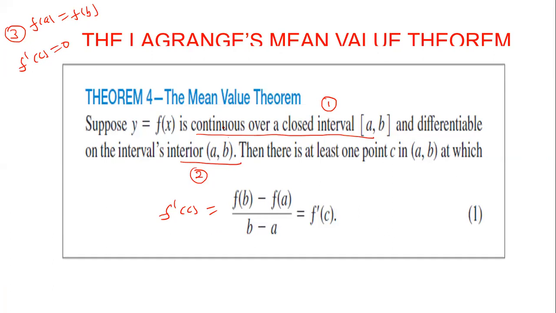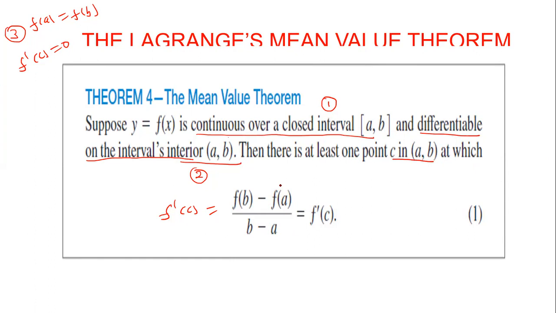What is the difference between the mean value theorem and Rolle's theorem? In the mean value theorem, there are only two conditions: one is continuous on the closed interval [a, b], and the other is differentiable on the open interval (a, b). But in the Rolle's theorem, there is an extra condition: the third condition is f(a) equals f(b). Then there exists a point c in the open interval (a, b) such that f'(c) equals (f(b) minus f(a)) divided by (b minus a). This is the Lagrange's theorem. But in the Rolle's theorem, f'(c) equals 0. This is the statement of the Rolle's theorem.